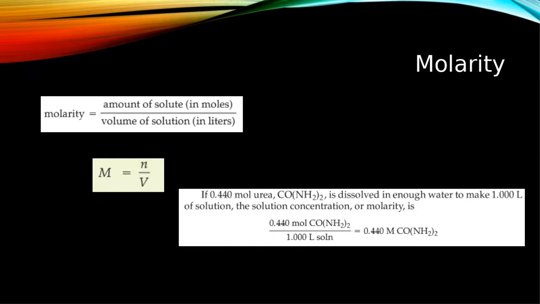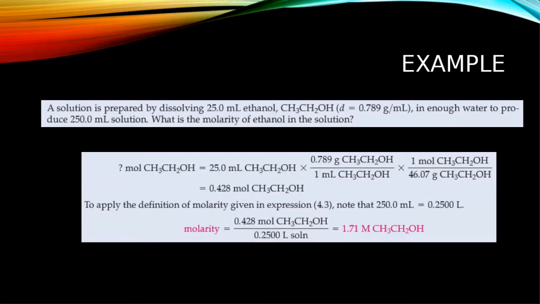Molarity is the amount of solute in moles per liter of solution. We write here the molarity formula: molarity is equal to moles divided by volume of solution. Don't forget that. For example, if 2.44 moles of urea is dissolved in enough water to make 1 liter of solution, that means the molarity is equal to the moles, because we have 1 liter of solution. This is an example of molarity.